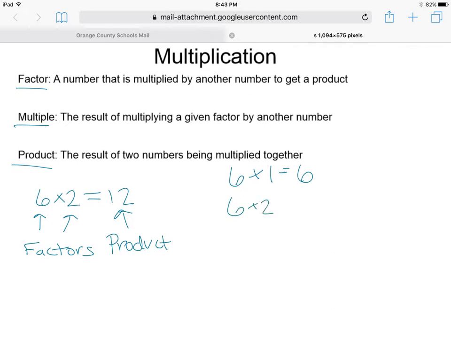6 times 2 is 12. So 12 is also a multiple of 6. 6 times 3 is 18. So 18 is a multiple of 6. And that can go on and on forever, because we can have an infinite number of multiples of 6. So let's move on to division.